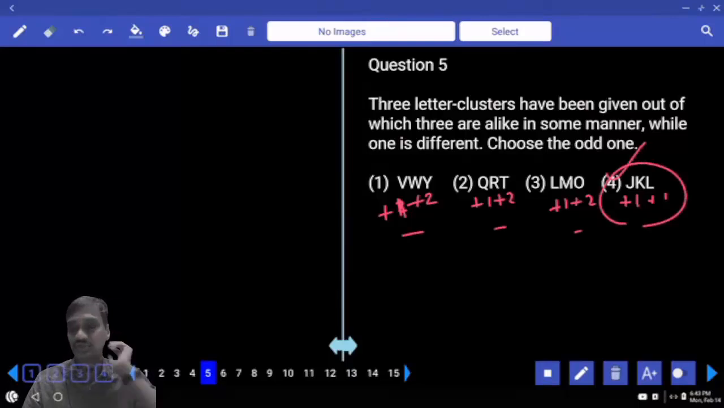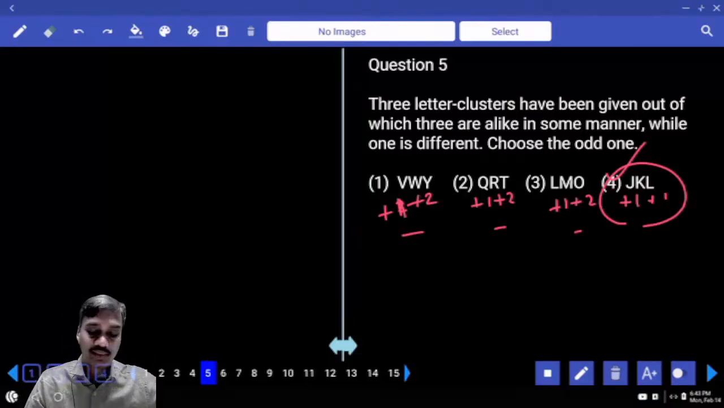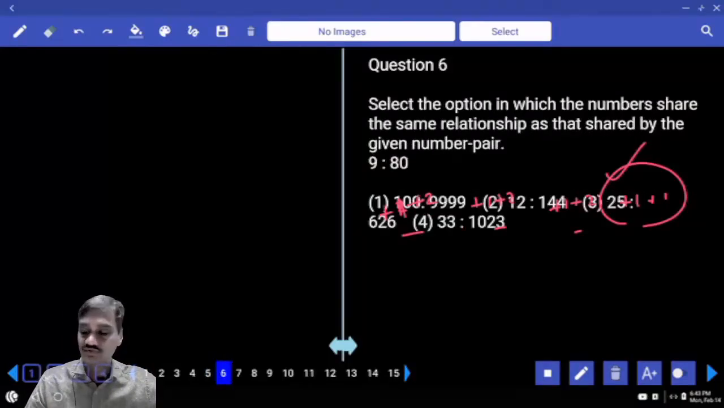Hence, what is the answer here? Choice 4 is the answer. Clear? Except in choice 1, choice 4. And in the remaining, the difference between the elements is 1 and 2, 1 and 2. Hence, question number 5 is choice 4.